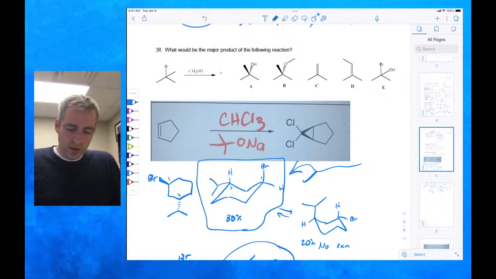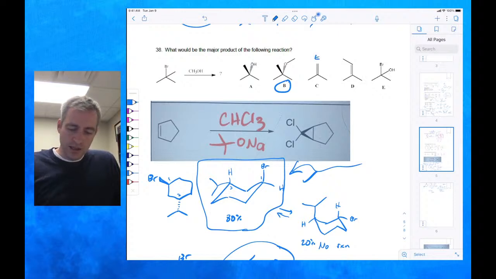Next question says, what would be the major product of the following reaction? This is a tertiary alkyl halide reacting with methanol. Methanol is going to likely act as a nucleophile here. If you heated the thing, then we would say elimination would probably be major, but there's no indication that this is being heated. And so what we do is we replace the Br with OCH3, and we get B as the major product.